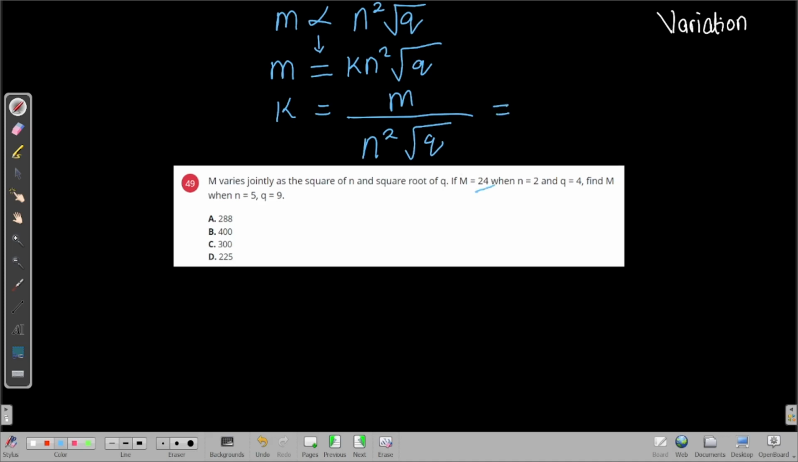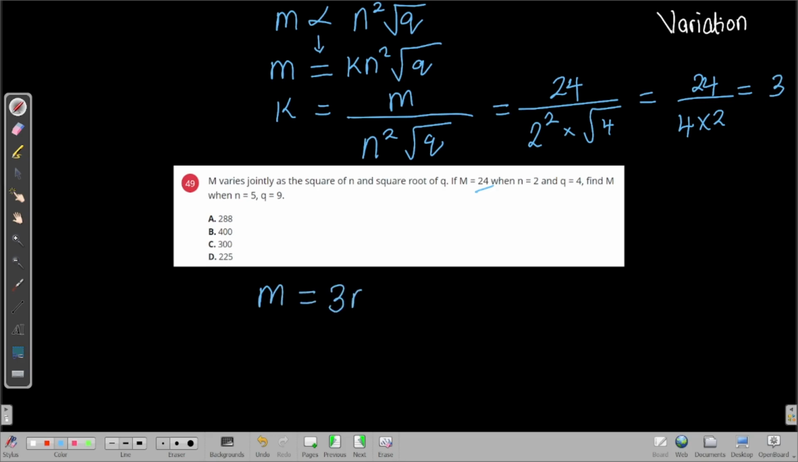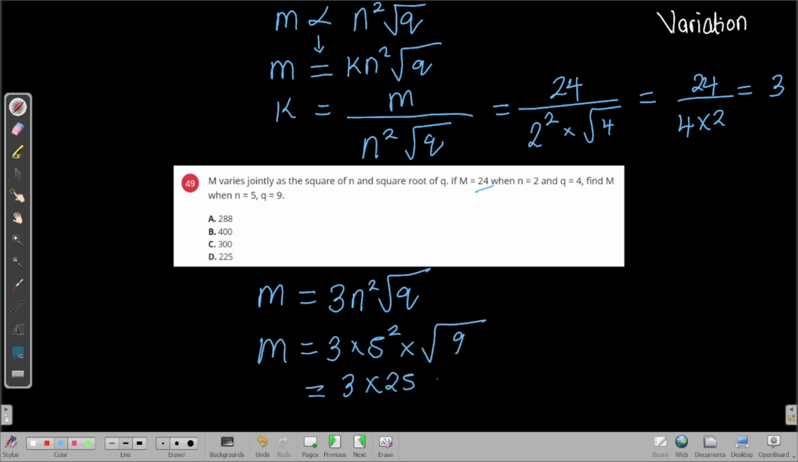So we say m is 24, n is 2, that's 2 squared, q is 4, times root 4. So k will be 24 over 4 times 2. That's 24 over 8, and that's 3. So k is 3. It means that m is equal to 3 n squared root q. So find m when n is 5. So 3 times 5 squared, and q is 9. That's 3 times 25 times 3, which is 225.